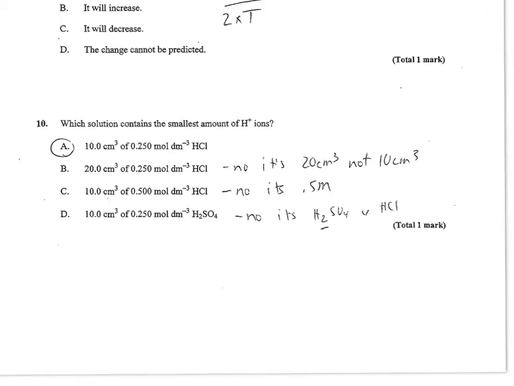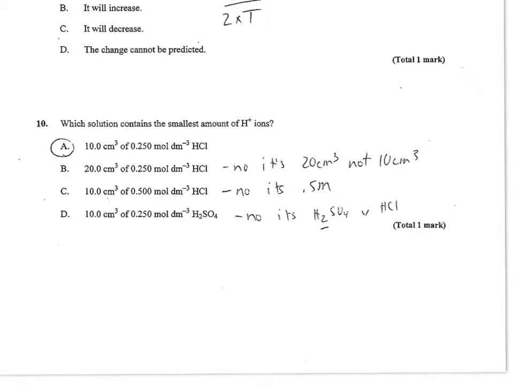And number 10 wants to know which contains the smallest amount of H plus ions. Well, the first thing I looked at is to see if they're all the same substance. I have HCl, but then down in D I have H2SO4. So H2SO4 is going to have twice as many H pluses in it. So 10 centimeters cubed of H2SO4 will exceed 10 centimeters cubed of HCl. And then 20 centimeters cubed of HCl obviously will have more than just 10 centimeters cubed.